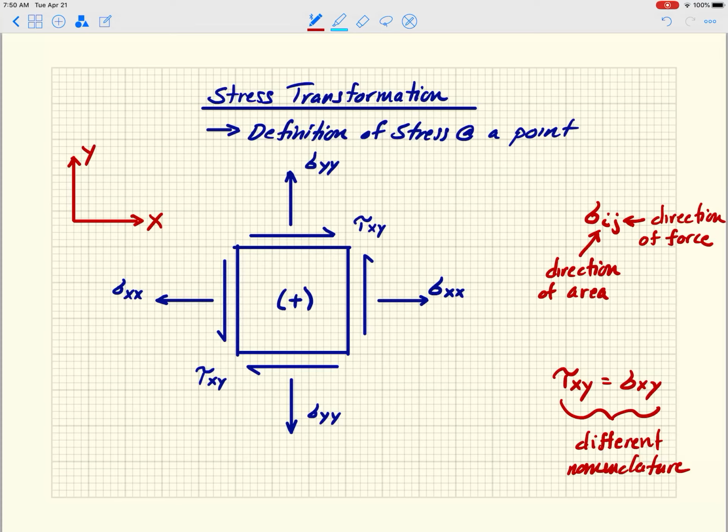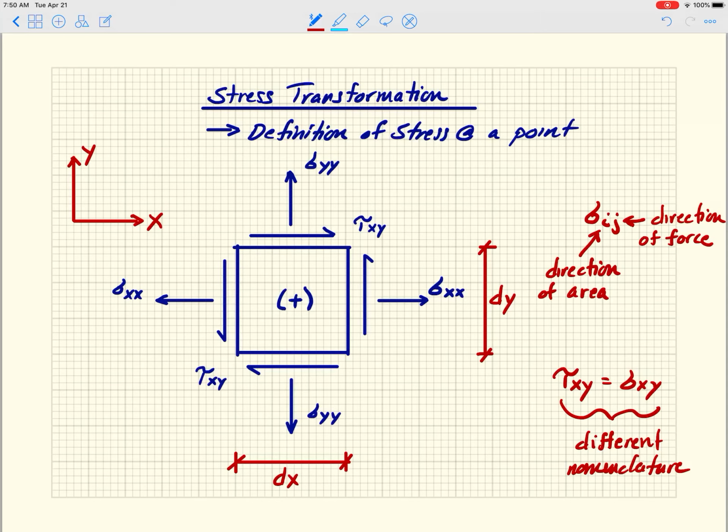And the last thing I've got to point out here, for completeness, is that these dimensions of this cube are dx here and dy here, right? So it's this infinitesimal cube, right? And these are all the positive stresses that can act on it.